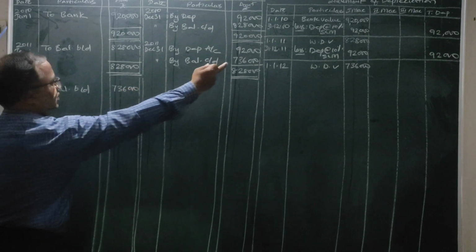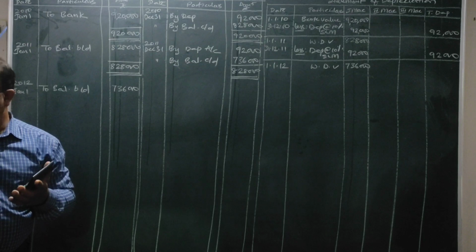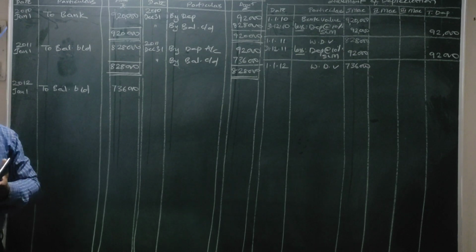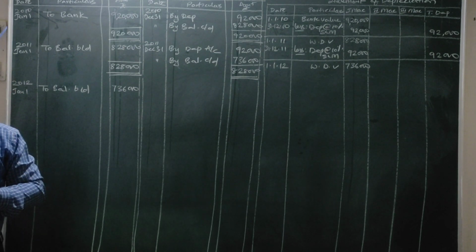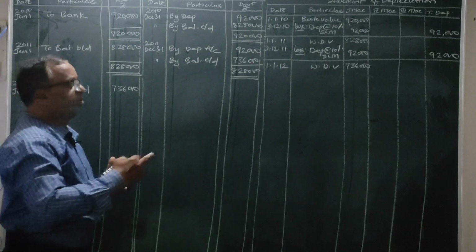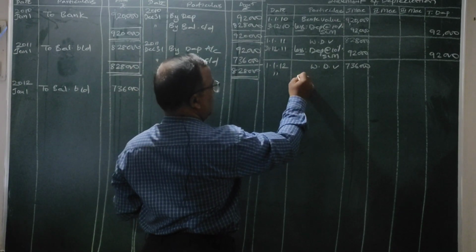7,36,000. This amount. Okay. Now we are in the year 2012. See what happened in the year 2012. Observe, go to the problem there. What is said? The company has purchased another machine on 1st January 2012. That means on 1st January 2012 only he has purchased another machine. That means on the same day, 1st January 2012, he has purchased another machine.